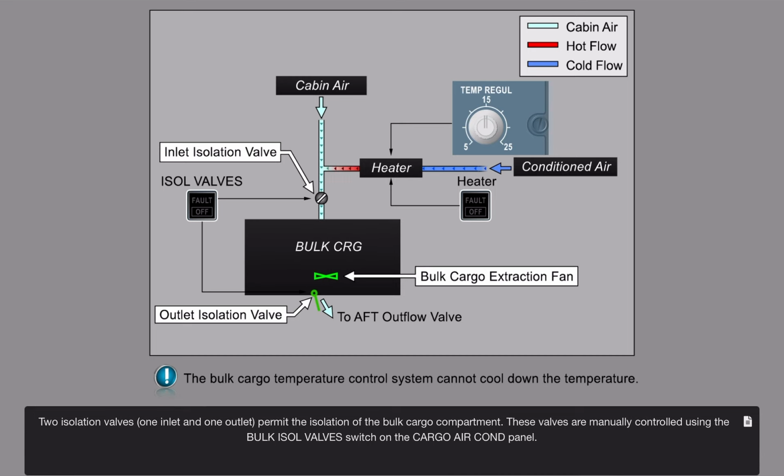Two isolation valves, one inlet and one outlet, permit the isolation of the bulk cargo compartment. These valves are manually controlled using the bulk isolation valve switch on the cargo air condition panel.